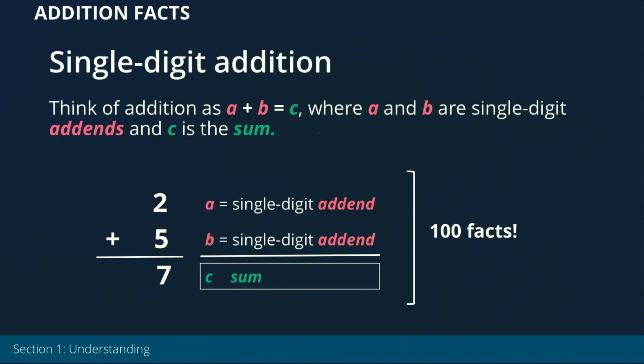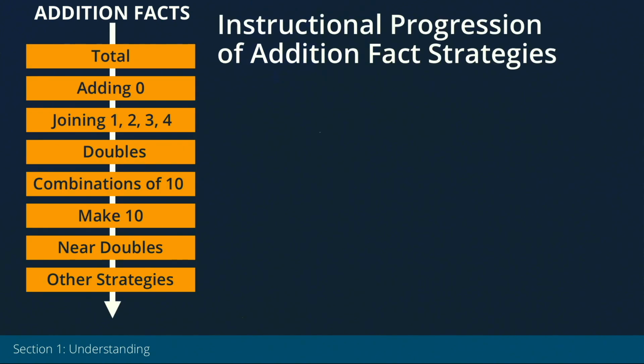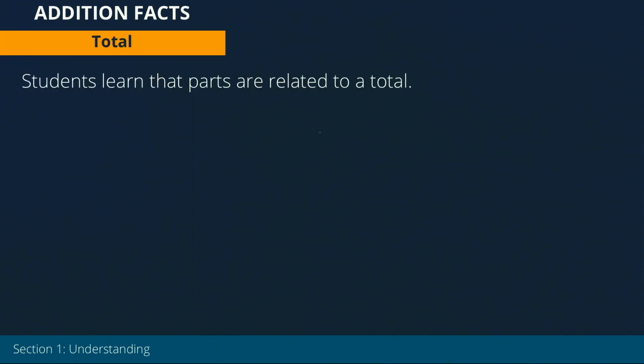That is a lot. That's a lot of learning that students have in terms of addition across grades pre-K through 2. Right now, we are going to think about those 100 facts as they are outlined on this addition table. And we are going to think about a possible progression of addition fact strategies to help students become comfortable with those 100 addition facts. Now, one of the first things that students should think about is addition as the total.